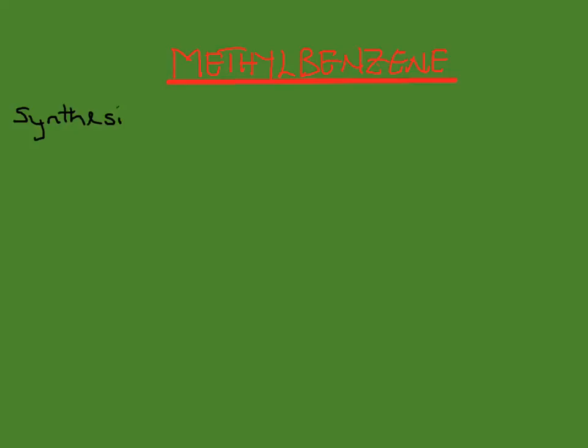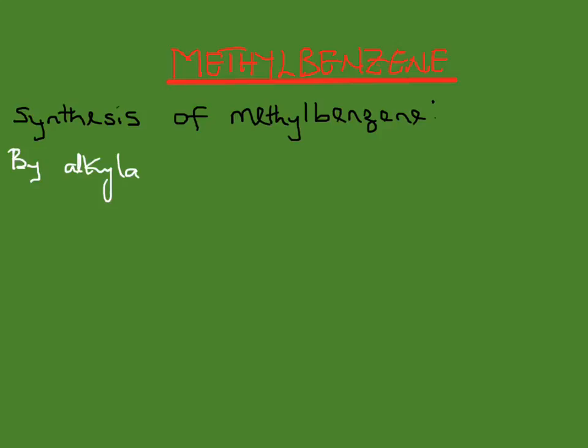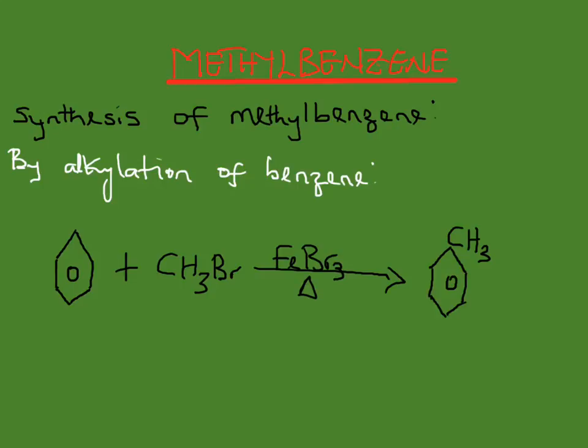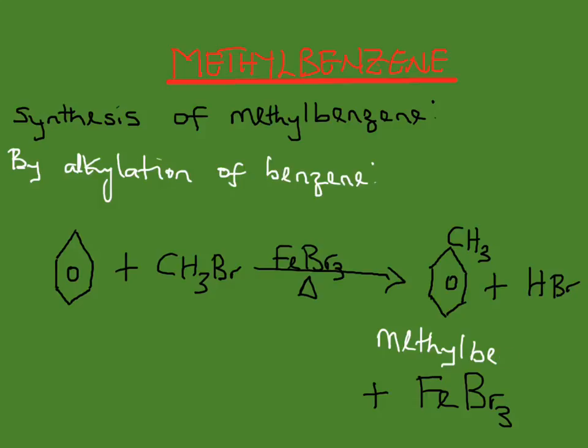Now we'll be looking at the preparation or synthesis of methyl benzene. Methyl benzene is prepared solely by alkylation of benzene, that is, using the Friedel-Crafts method. It is prepared by alkylation of benzene using bromomethane and tribromo iron as catalyst, in the presence of heat, like you can see there. That's the reaction taking place in the presence of heat to give us methyl benzene, and a byproduct of the reaction is hydrogen bromide. The tribromo iron is an acid catalyst, and it acts there as a catalyst.